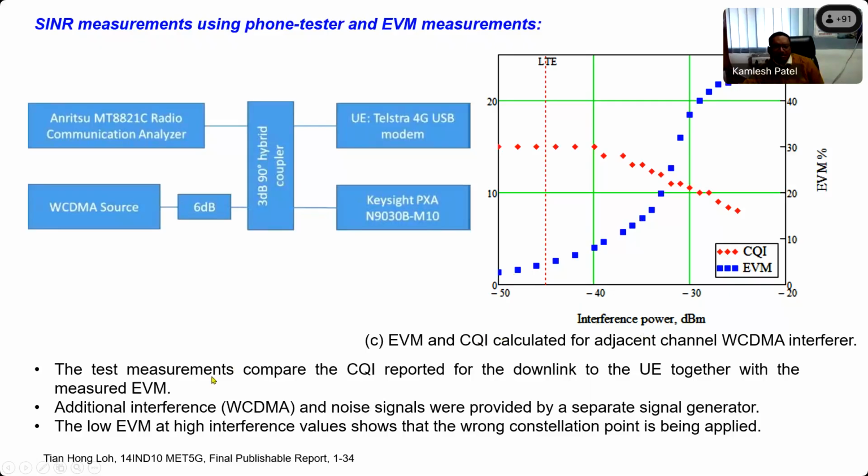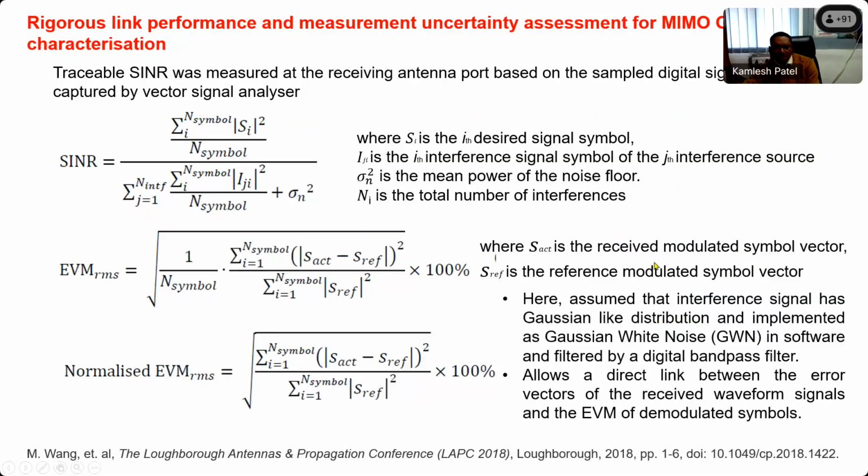The test measurement compares the CQI reported for the downlink to the UE together with the measured EVM. One more study was made by M. Wong, on rigorous link performance and measurement uncertainty estimation for the MIMO OTA. So these are some equations to define the SINR and the EVM, and it can also be normalized. So these two equations are defining the SINR and the EVM.